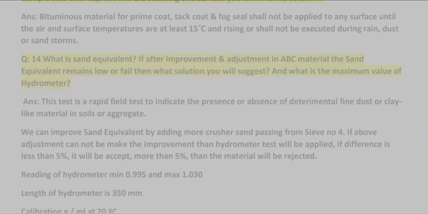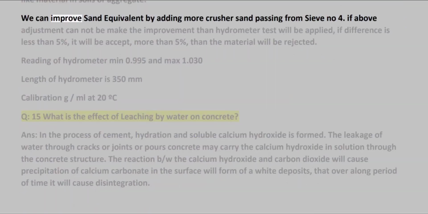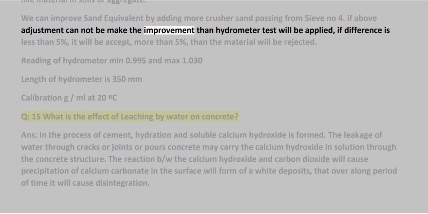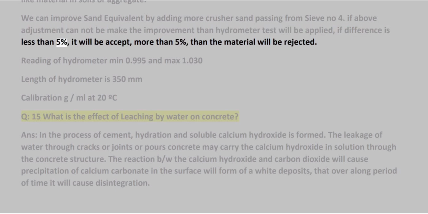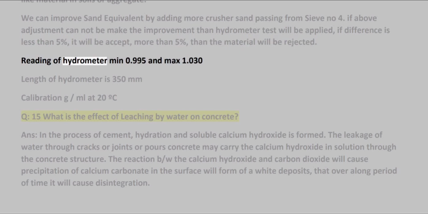We can improve sand equivalent by adding more crusher sand passing sieve number 4. If the above adjustment cannot make the improvement, then the hydrometer test will be applied. If the difference is less than 5%, it will be accepted. More than 5%, then the material will be rejected. Reading of hydrometer min 0.995 and max 1.030. Length of hydrometer is 350 mm. Calibration g/ml at 20 degrees C.